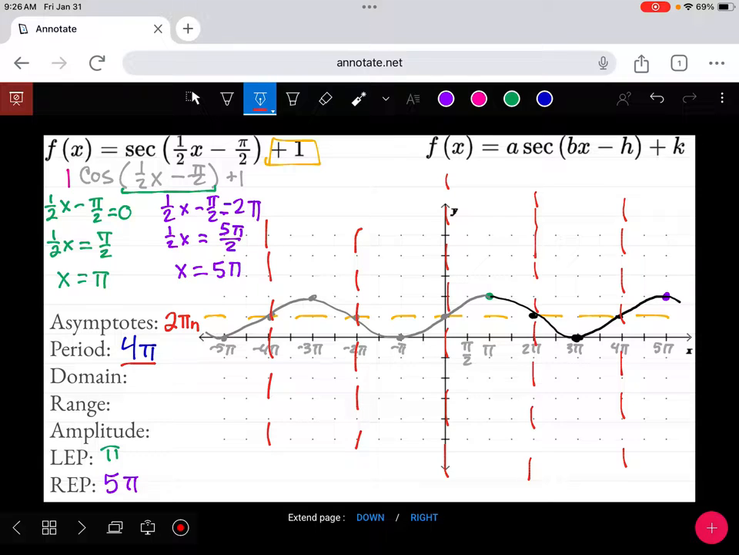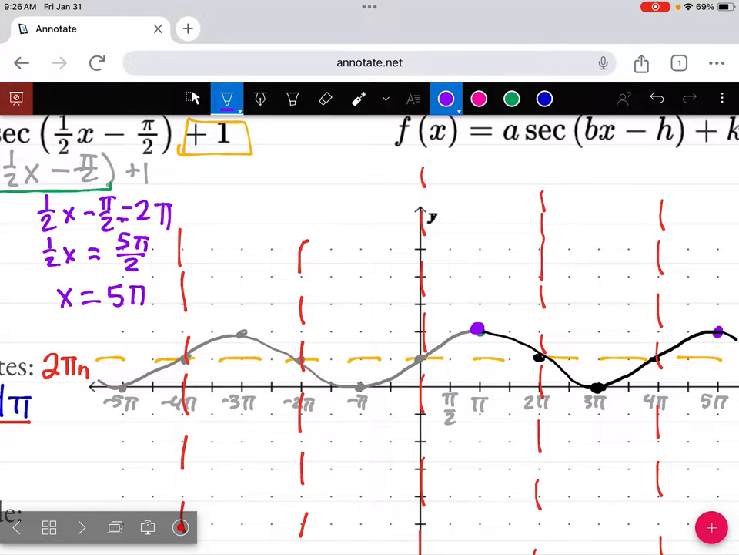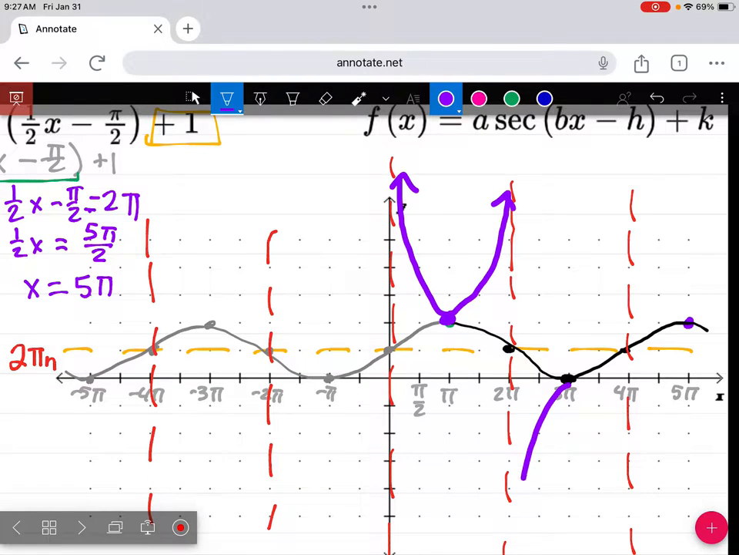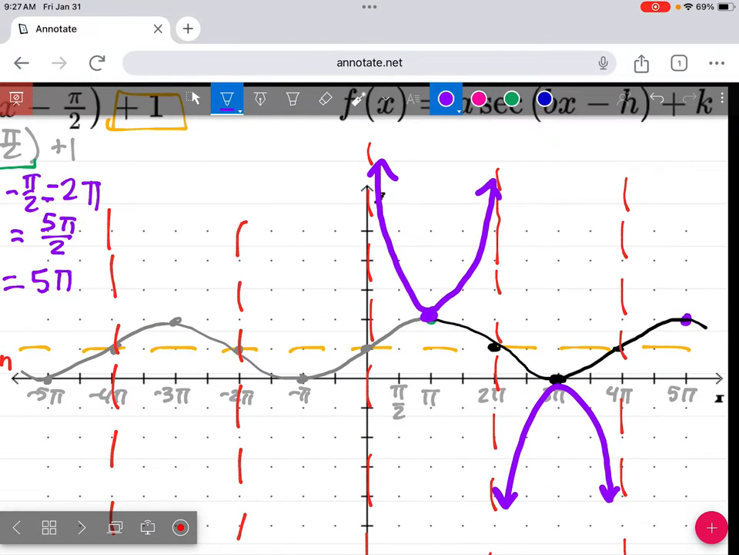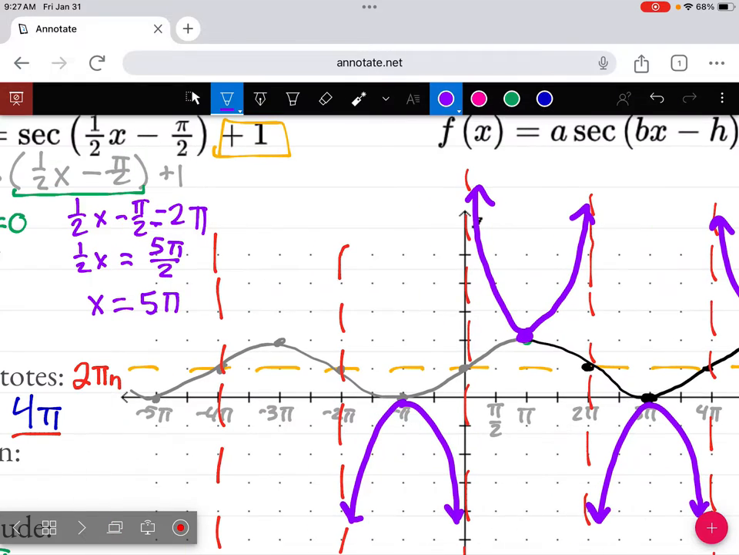So then we're going to do our secant, which means we're taking those high points, our highs and lows, and we're going to take that top point and approach our asymptotes on either side. Okay, so it looks a lot like these.